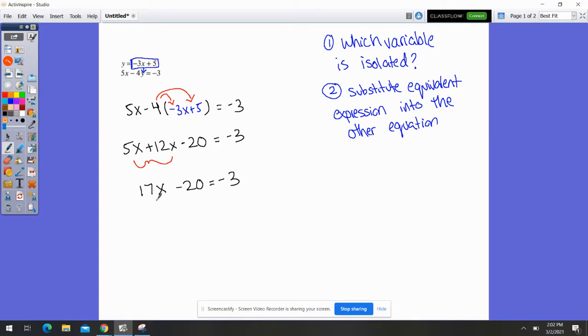So now we're working to get everything away from x. We're solving for that value. So I'm going to add 20 on both sides. I'm going to bring down the 17x. Negative 20 plus 20 is 0. And negative 3 plus 20 is 17. Lastly, we just need to divide by 17 on both sides. X equals 1.